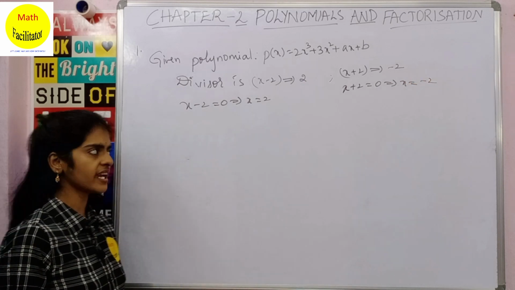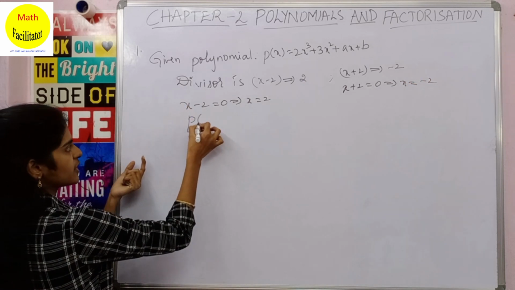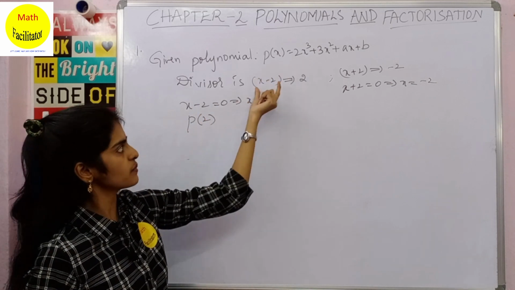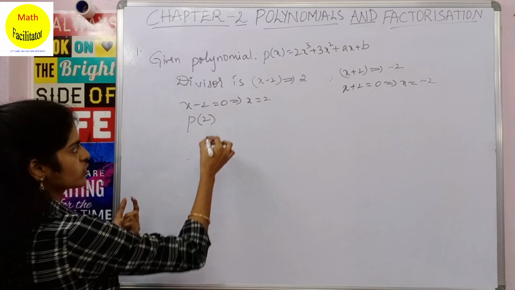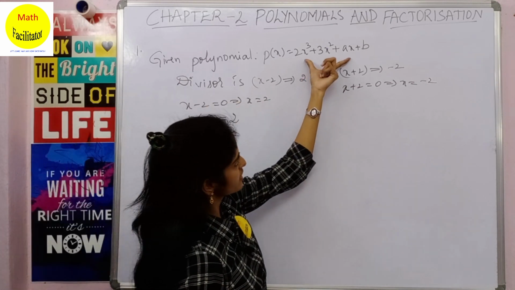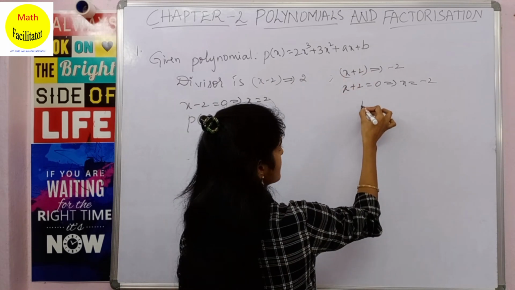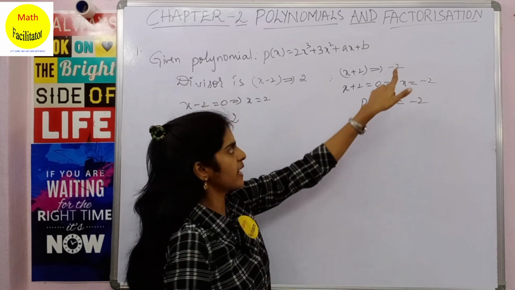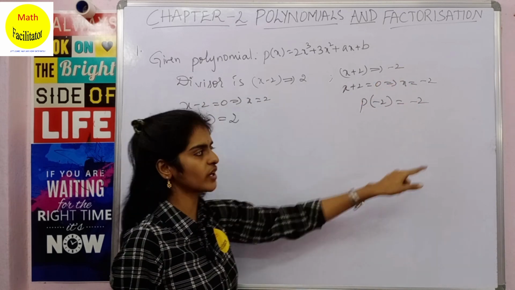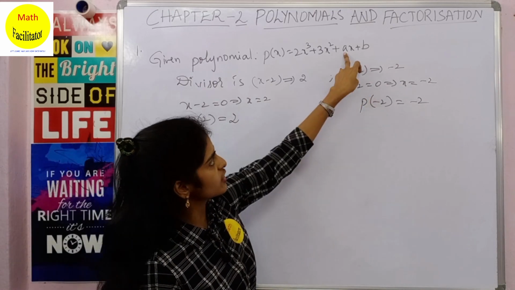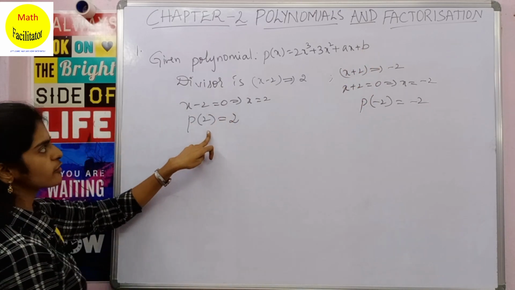So now if you write p of 2, so x is 2, if you divide this polynomial by this divisor, that means p of 2, the remainder will be what? It is given, it is 2. Now if you divide this polynomial by x plus 2, what is the remainder? p of minus 2 will be minus 2. Minus 2 is the remainder, it is given in the question. So now let us find p of 2 and p of minus 2 to get the values of a and b. So p of 2 is what?